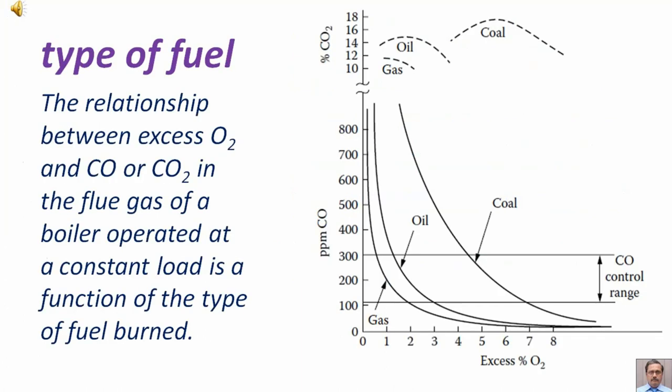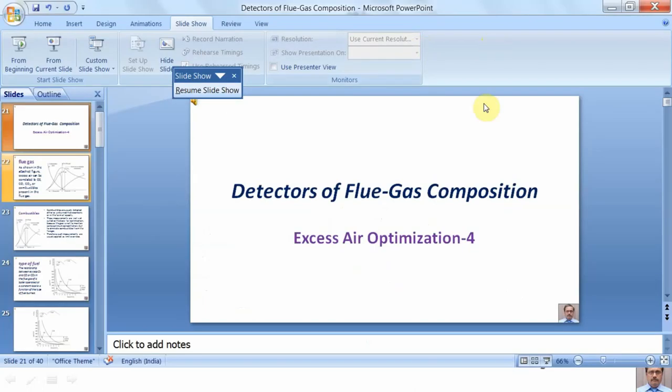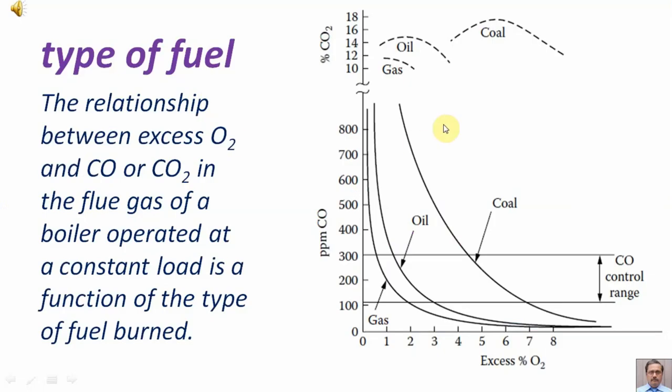The relationship between excess oxygen and carbon monoxide or carbon dioxide in the flue gas of a boiler operated at a constant load is a function of the type of fuel burned.